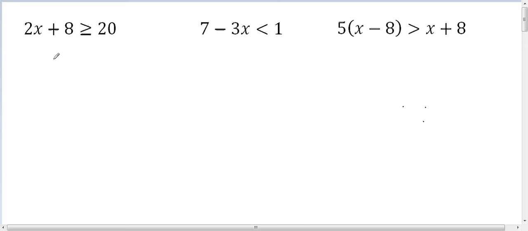First, we have 2x plus 8 is greater than or equal to 20. First, let's subtract 8 from both sides of the inequality. Eight minus 8 is 0, and 2x plus 0 is 2x. And 20 minus 8 is 12.